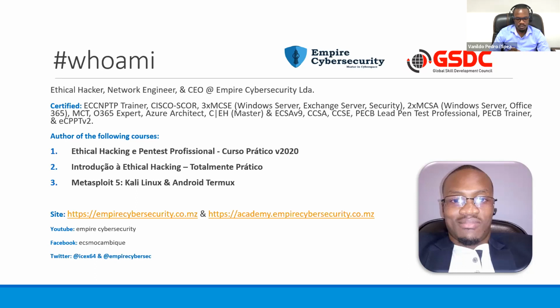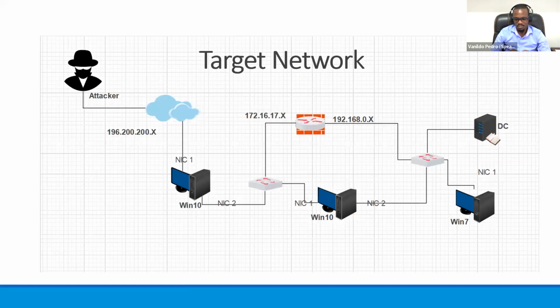I will go straight, because I have little time, and I will introduce our topology before I start explaining what's going on today. This is our target topology. Before we go deeper, we need to understand what exactly pivoting is. When you get access to your first machine, you have your network here, that's your public access, and then here you will have your local network.